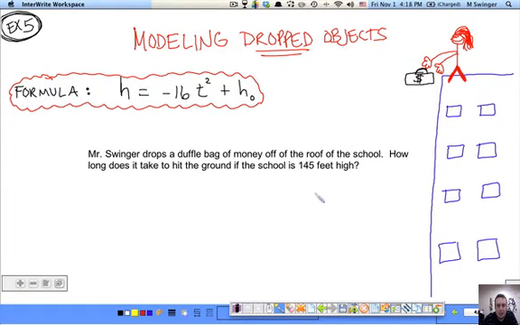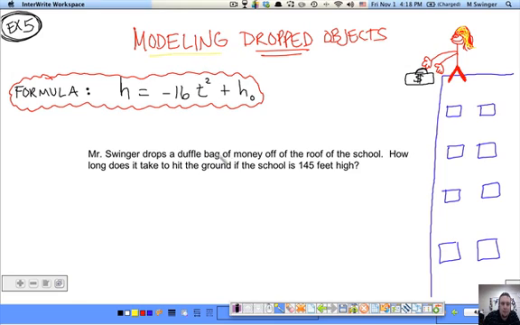In this section, we're going to tie in some physics and science into some math today, working together. So, notice my little drawing here. This is me, beautiful. Okay, me back in the day. Now, we're going to model dropped objects.